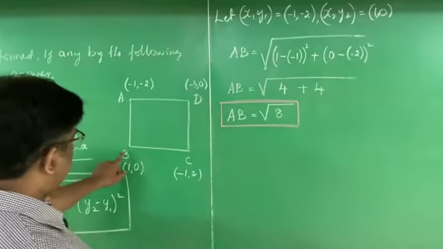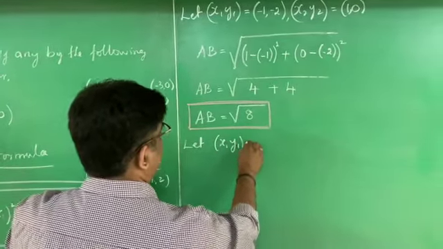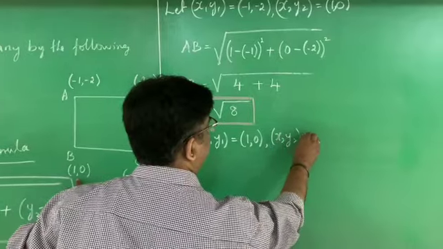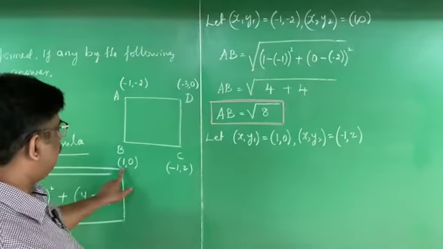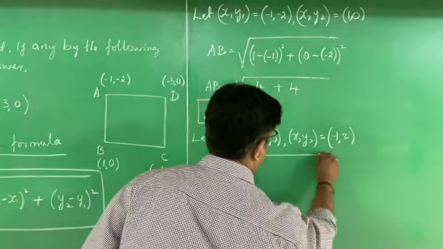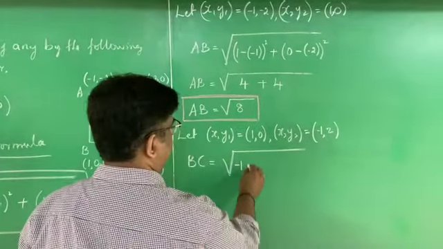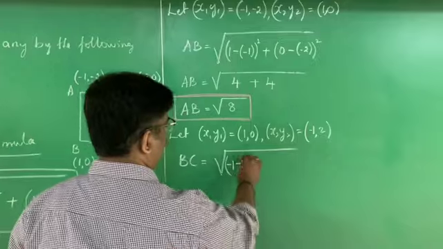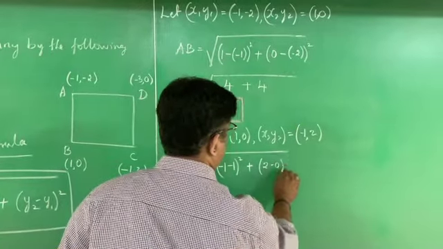AB is over. Now I find BC. For BC, let x1, y1 is equal to 1, 0, and x2, y2 is equal to -1, 2. Now I am finding the length of BC using the distance formula. See here, x2 minus x1: x2 is -1, minus x1 which is 1, whole square, plus y2 minus y1: y2 is 2, minus 0, whole square.